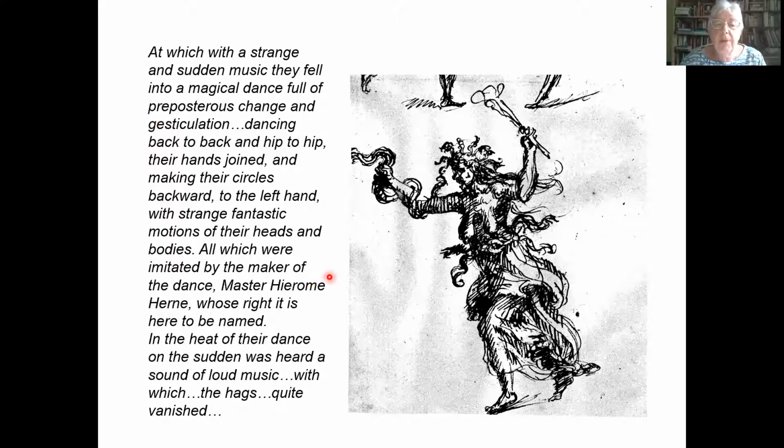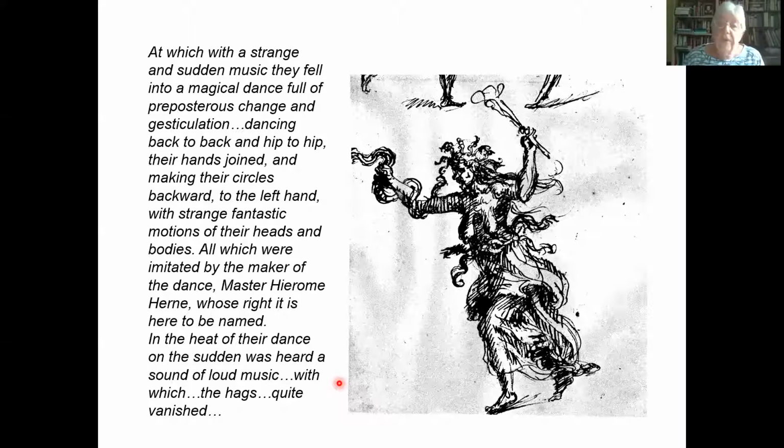And in the process of this, he mentions the maker of the dance, Master Jeremy Hearn, whose right it is here to be named. So he is describing the second of their 2 dances here, and as you can see, it says, in the heat of their dance, on the sudden was heard a sound of loud music, with which the hags quite vanished. And they were kind of rejected, expelled by the virtue of the queens.